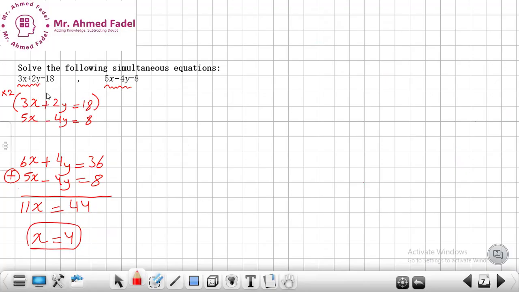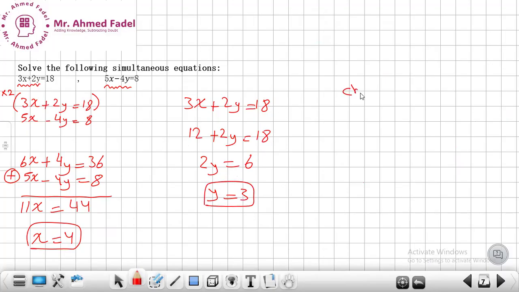Now we can substitute in one of the two equations. 3x plus 2y equals 18. Substitute for x with 4. So 3 times 4, 12, plus 2y equals 18. Send the 12 to the other side, minus 12. So 18 minus 12 is 6. y equals 3. You can check your answer.